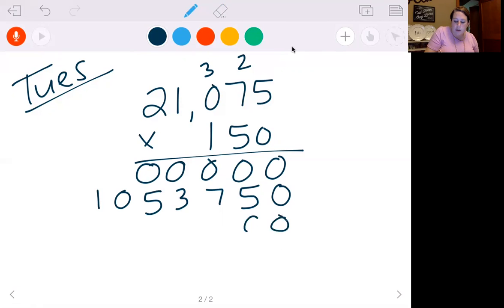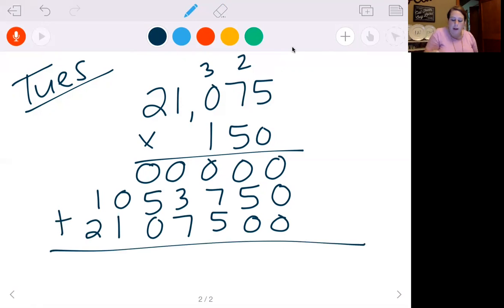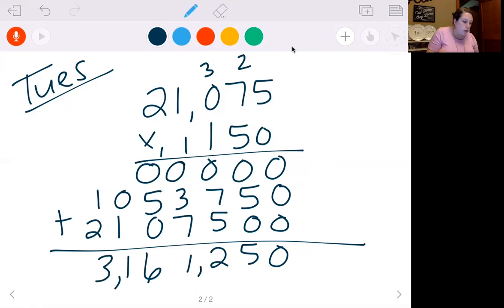So 2 placeholder zeros. 1 times 5 is 5. 1 times 7 is 7. 1 times 0 is 0. 1 times 1 is 1. 1 times 2 is 2. And then we can add them all up. So we get 0, 5, 7, 8, 9, 10, 11, 12, 7, 10, 11, 6, 1, 3. Let me double check that that is correct. 3,161,250. So we are correct.